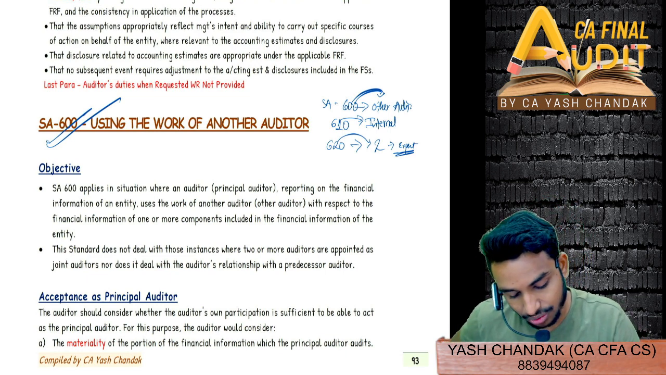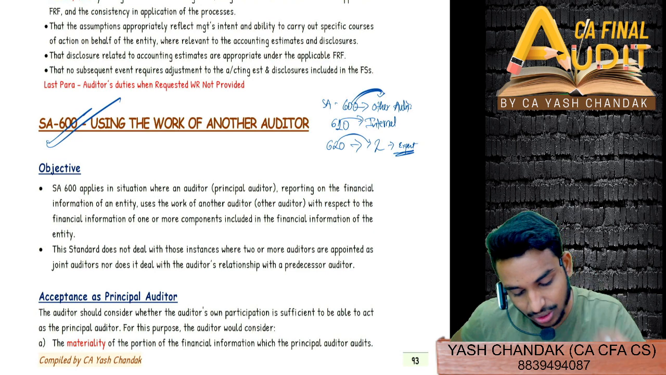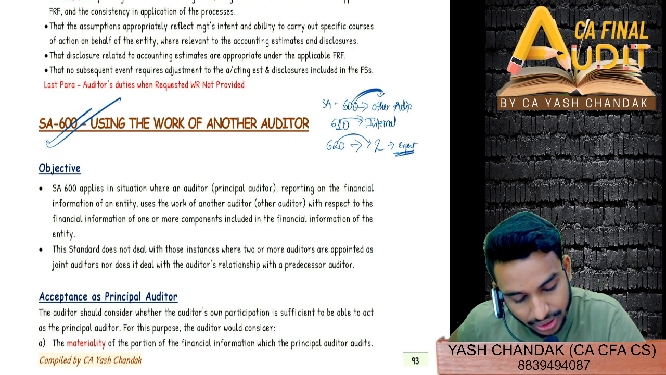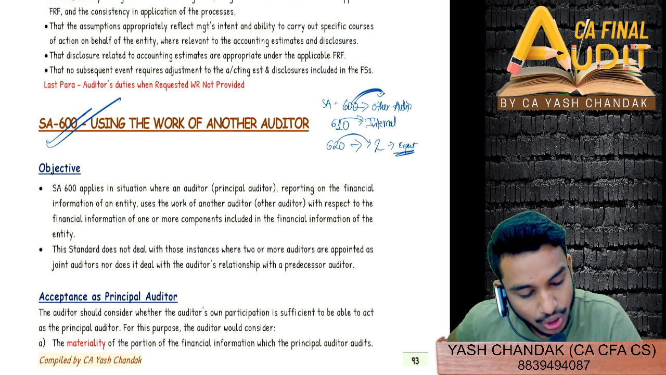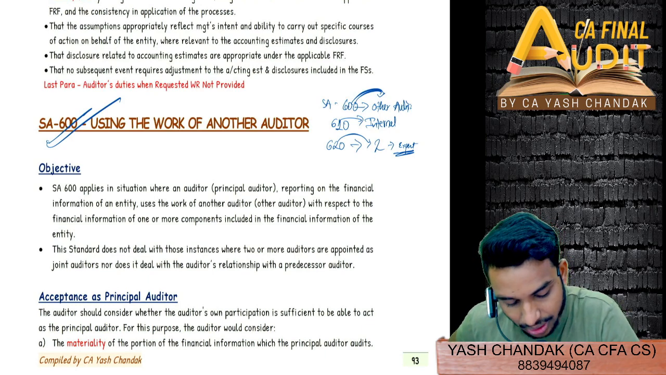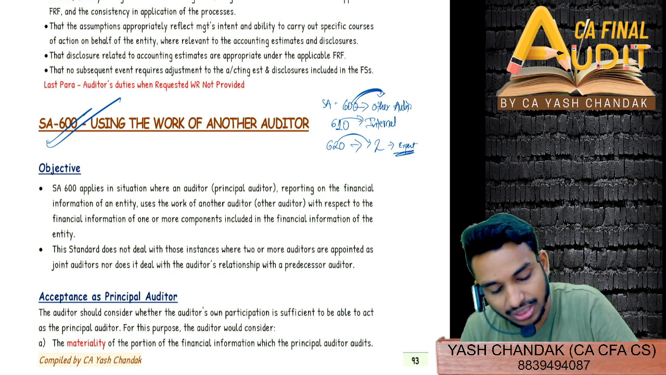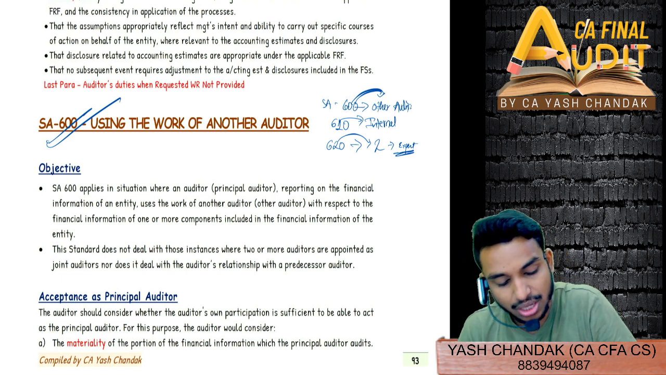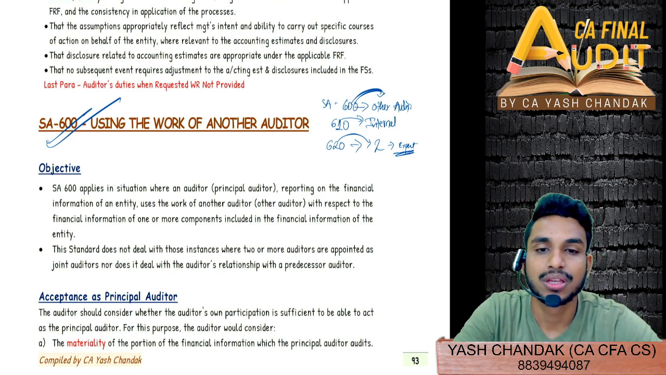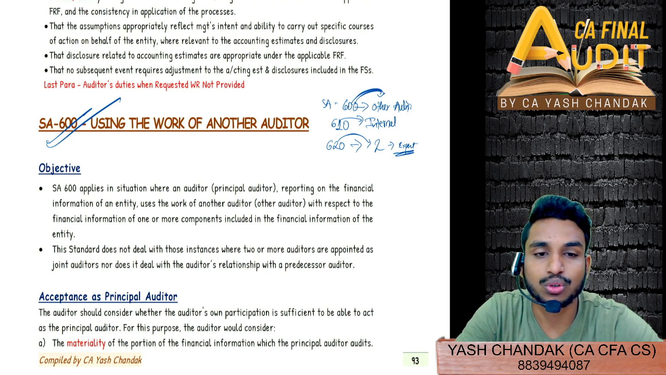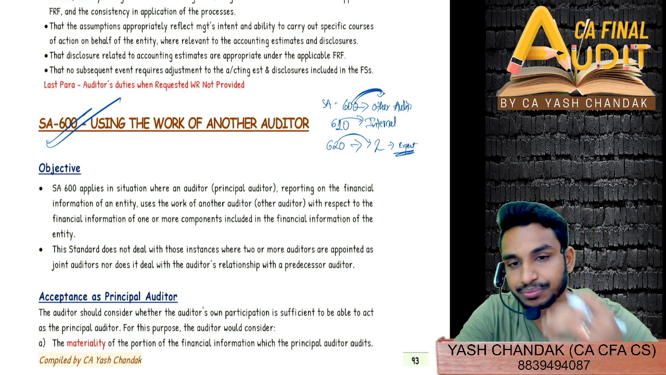Acceptance as principal auditor. So, as a principal auditor, what will you do? The auditor should consider whether the auditor's own participation is sufficient to be able to act as the principal auditor. For this purpose, what will you consider? This can arise. Just mark this as a probable future question. Mark this as a probable future question because this is very, very important.